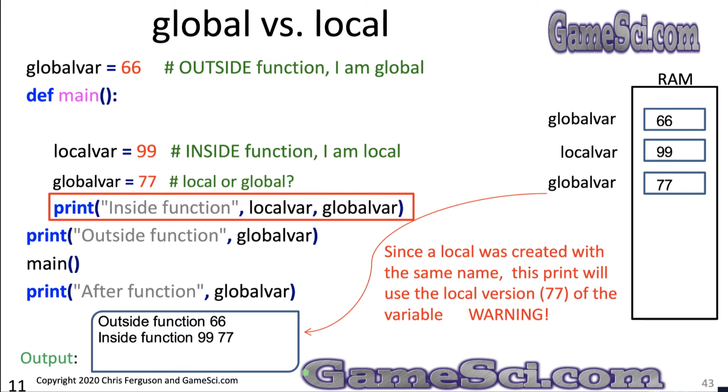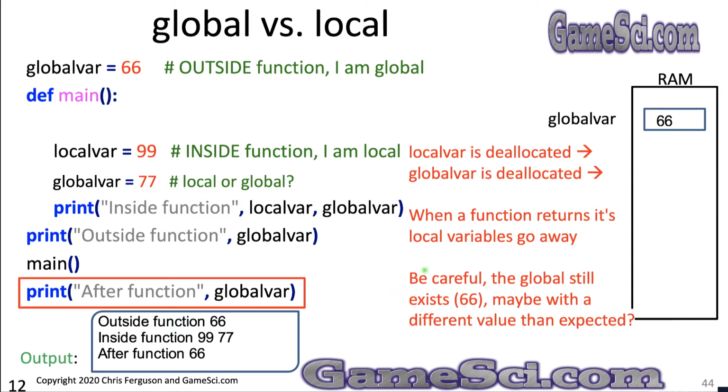And you'll see when I print them out, inside the function, local var has the 99. Global var has a 77. Now, where did that 77 come from? It's important to understand it came from this second copy of global var, and it took the 77 and output it to the screen. Since a local was created with the same name, the print will use the local version of the variable that contains 77. This is a warning. You have to be very careful how you use global variables because you might end up using a local instead. After the function, you'll see that the local var was deallocated just like before.